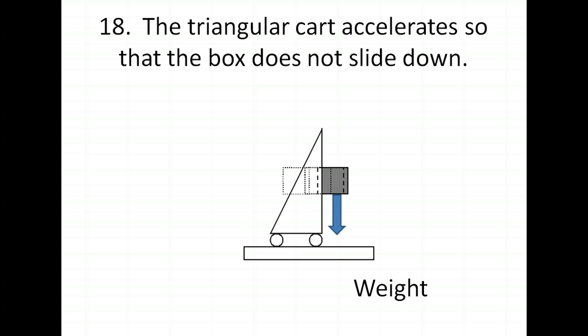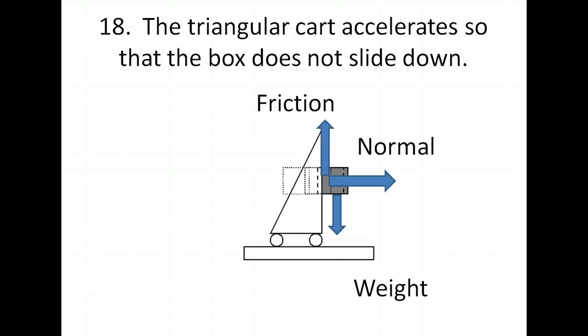So as always, we're going to have the weight force pulling it down. The normal force is perpendicular to the surface, so since our surface is right here on the triangular cart, we have our normal force going perpendicular to it. And we're going to have friction. Now, what direction would friction be? Well, since it's preventing it from going down, that means friction is going up. And since our cart is moving forward, it's going to provide enough force for it to keep from sliding down.